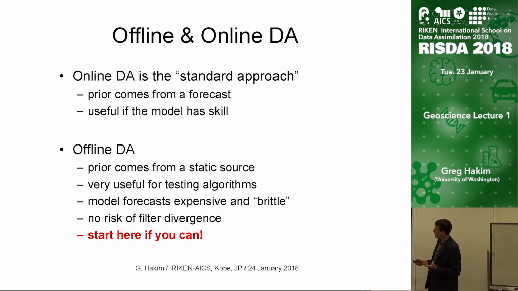So offline is very useful because you don't have that problem. You can examine your data assimilation algorithm without the risk or the headache or the overhead or the expense of generating these model forecasts. So I highly recommend starting here if you can. It's a useful starting place, even if you're doing the problem on very short timescales where your model has a lot of skill. You can use priors from, say, an operational existing forecast model and test what a new observation might do. And then you can compare that with the online case.